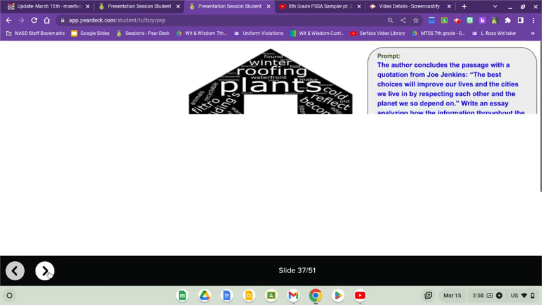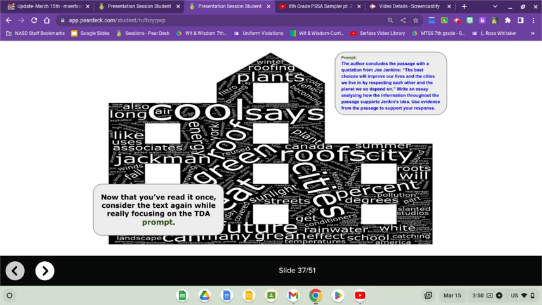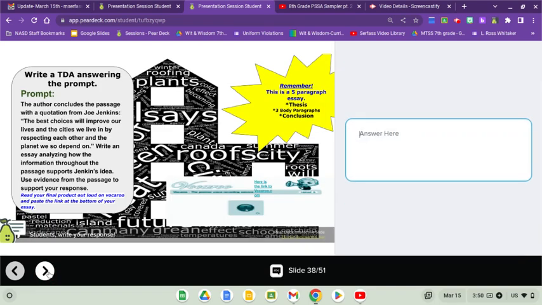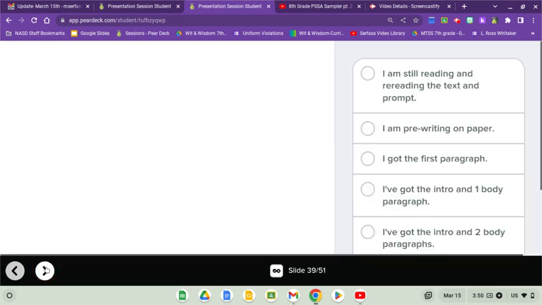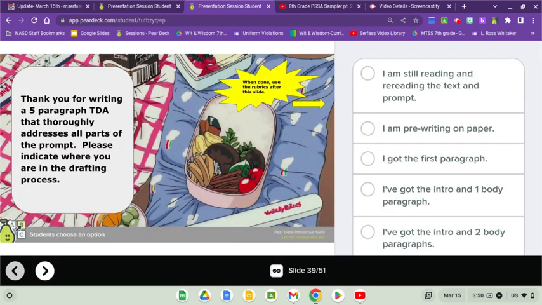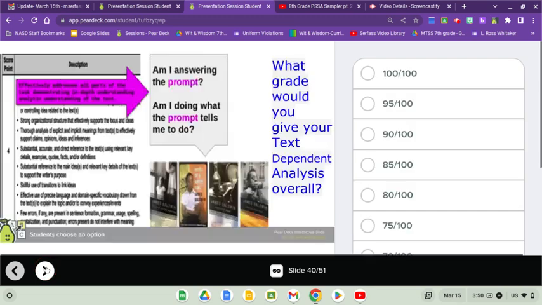Excellent. With the remainder of the period, I'd like you to be on slide 38, and I'd like you to try to address this prompt in writing. Please put your answer off to the side here and go back into the text to get the support and evidence that you would need. You've done a great job. When you're done, give yourself a grade. How did your writing about it go? Where did you end up at the end of the day?